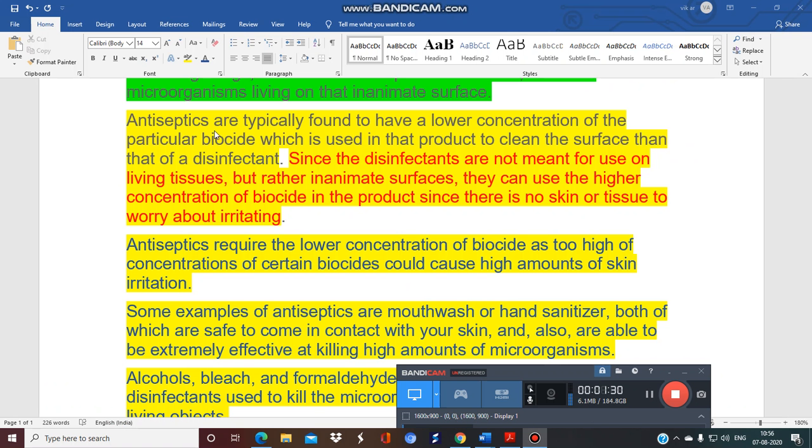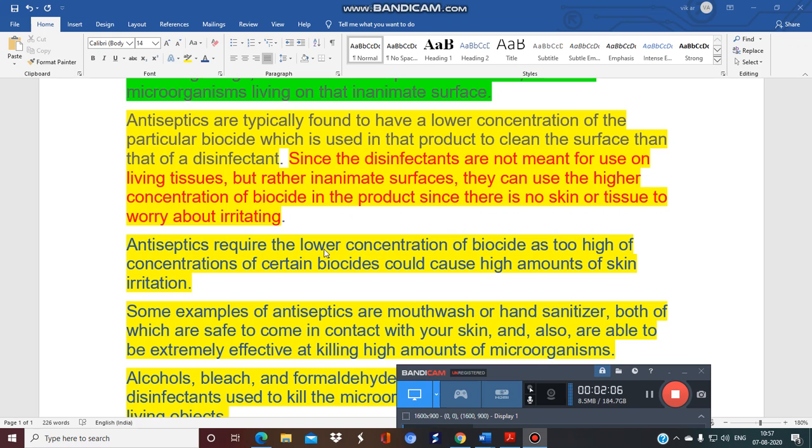So let's see the next difference. Antiseptics are typically found to have a lower concentration of a particular biocide. A biocide is nothing but a chemical, just like chloroxylenol. Bio means living, cide means to kill or death. So biocides are chemicals which are used to destroy microorganisms. Antiseptics have a lower concentration of biocide in the product than that of disinfectants. It means disinfectants contain a higher amount of biocides.